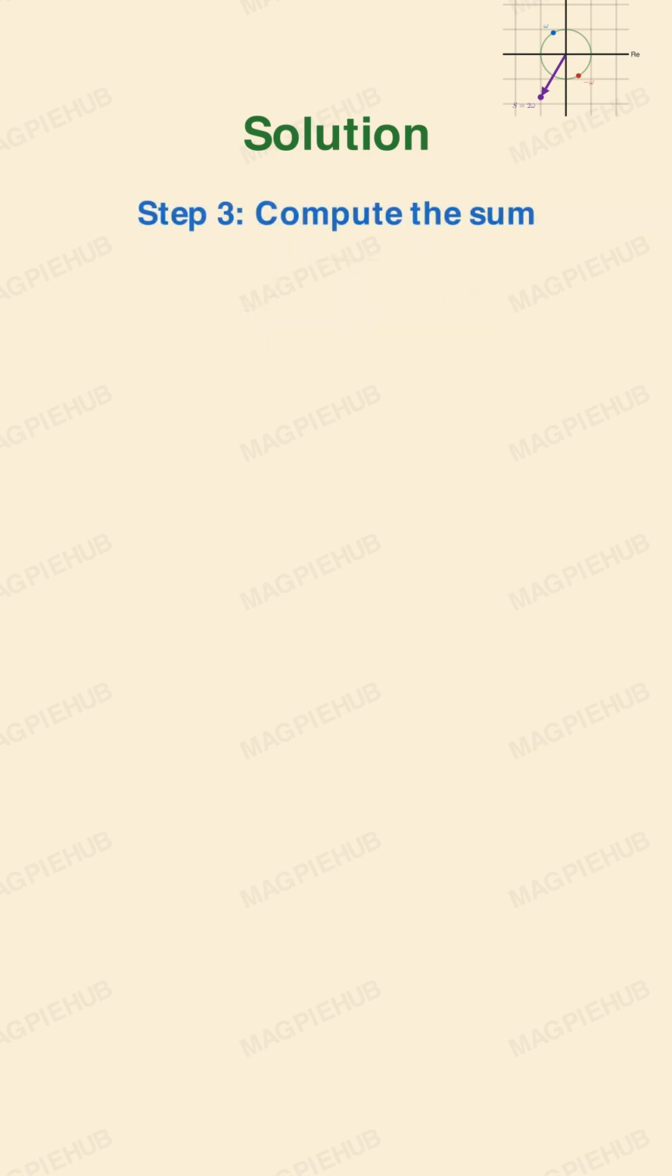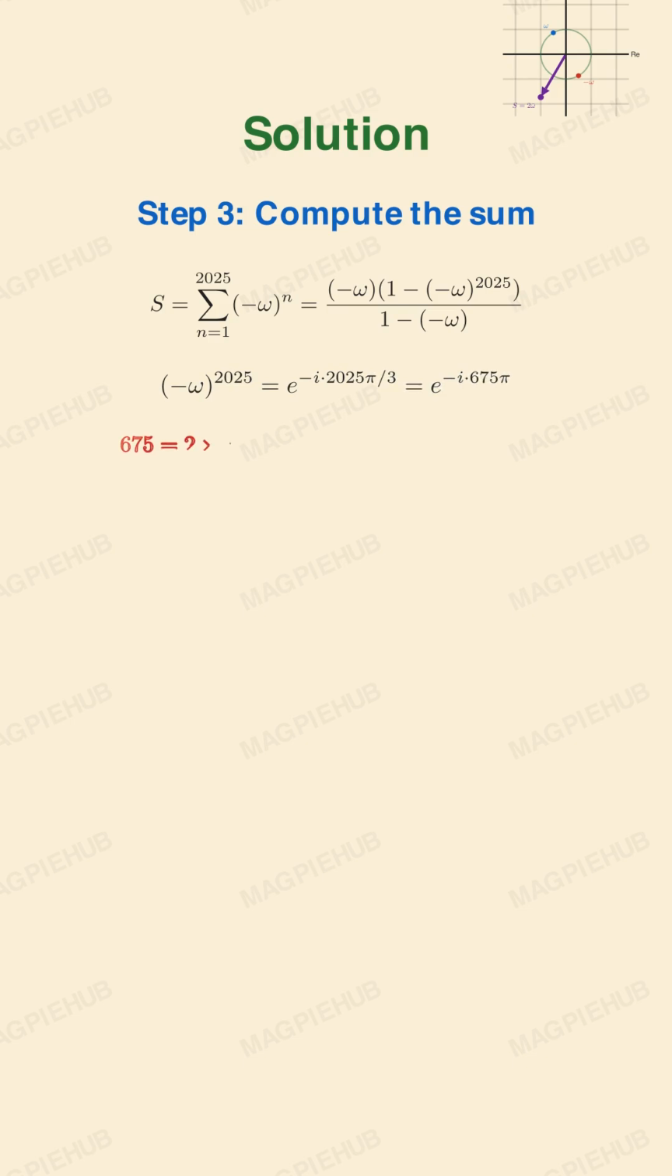Step 3. Compute the geometric sum. The sum S from n equals 1 to 2025 of negative omega to the n uses the geometric series formula with r equals negative omega. We need negative omega to the power 2025. Since negative omega equals e to the minus i pi over 3, this becomes e to the minus i times 675 pi. Since 675 is odd, e to the minus i times 675 pi equals e to the minus i pi, which is minus 1.